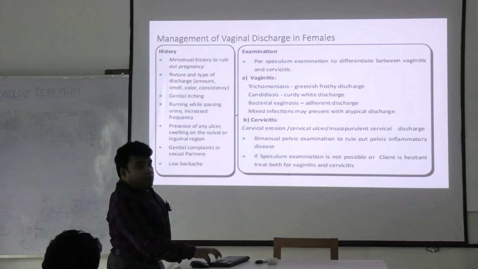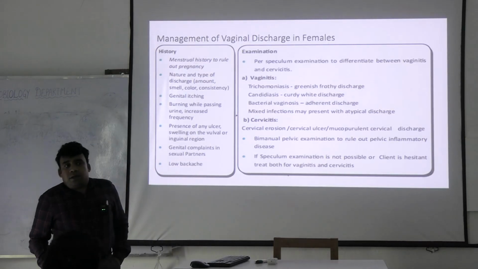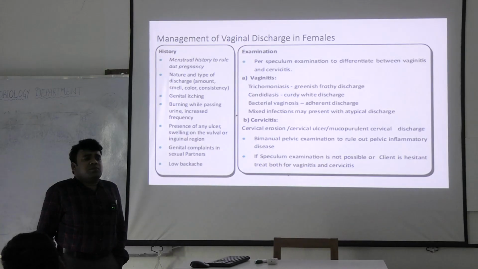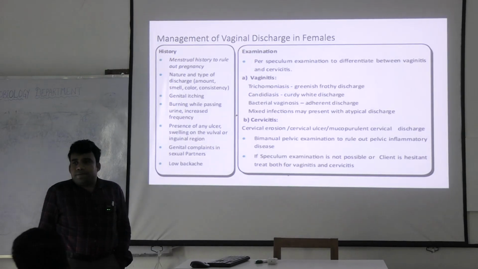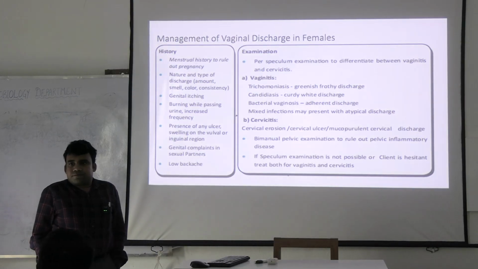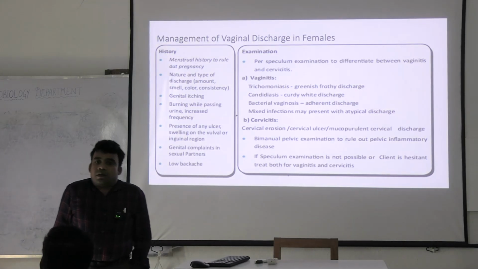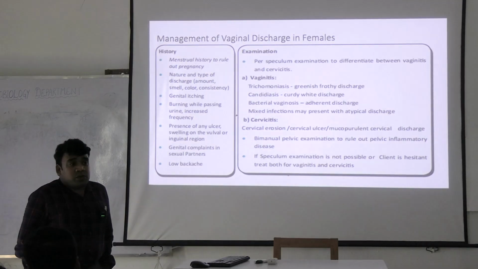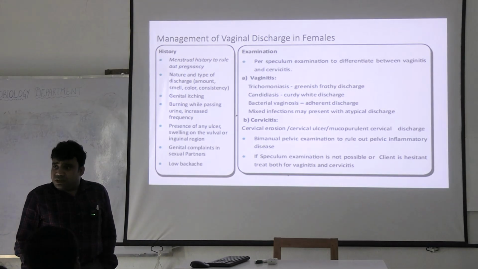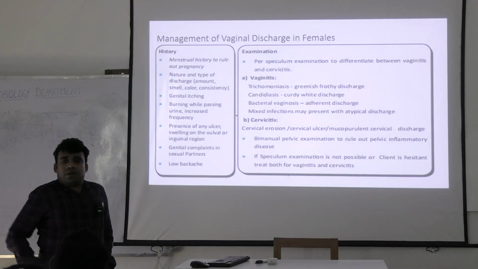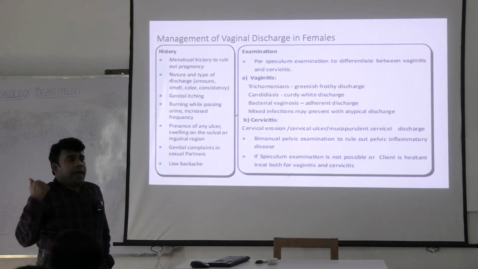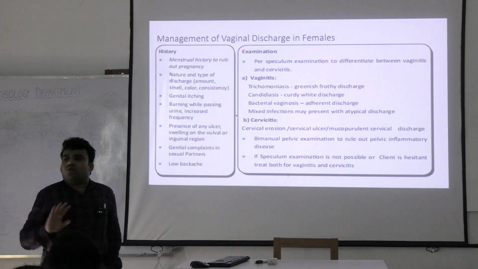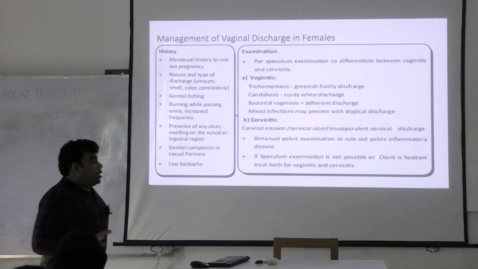Now, what we need to do, please remember, in all female patients you have to take the menstrual history. Why? Exactly, you have to rule out pregnancy, and you can do that by taking menstrual history, the date of the last menstrual period, and you have to go for a urine pregnancy test, and you have to rule out pregnancy.